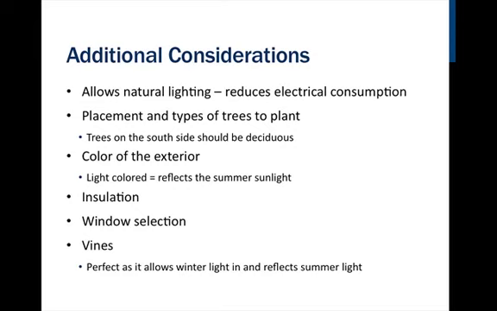Additional considerations that should be taken into account when planning for passive solar construction are the placement and types of vegetation, the color of the exterior, insulation, window selection, and vines. Trees on the south side should be deciduous, allowing the sunlight to pass by during the winter months and blocking the sun's rays during the summer months. Vines are perfect for blocking the summer sun as well, and will lose their leaves during the winter months when you want the sun to enter the home. Light-colored exteriors reflect the summer sunlight, reducing the heat gain during the months that you don't want it.